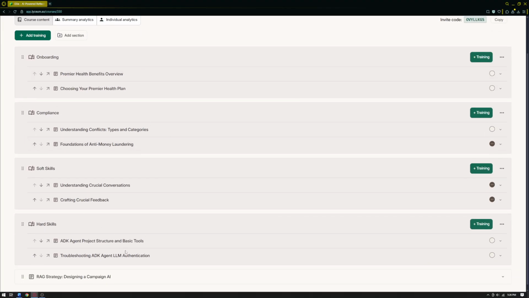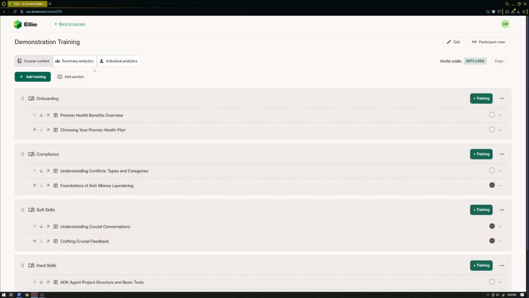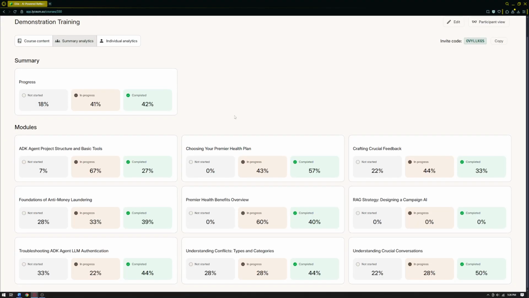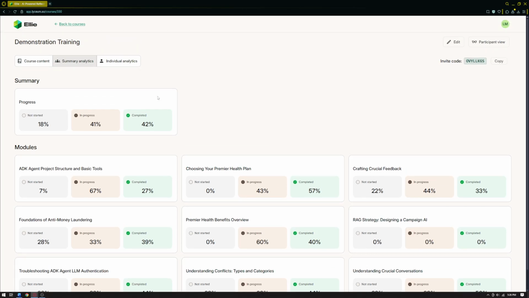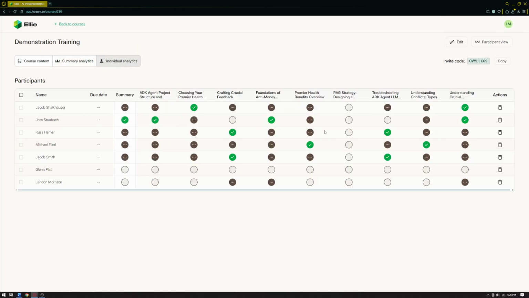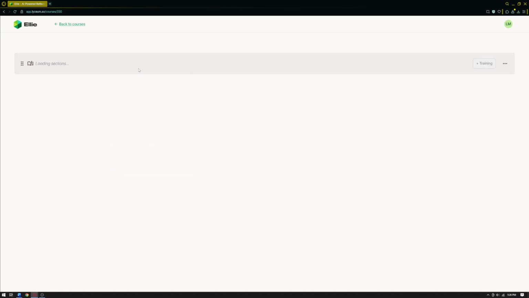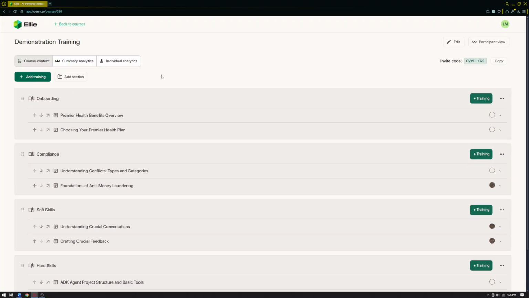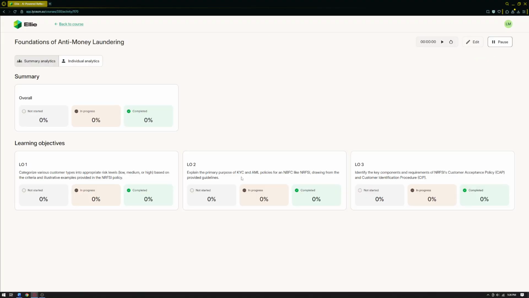I have all of these different modules that I've built, and I can look at summary analytics to see, across the different modules, who's done what individually, which learners have finished which modules. I can kick learners out of my courses if I would like to. But the most effective way to really look through these, or at least I think the most insightful way, is to look at the modules themselves.